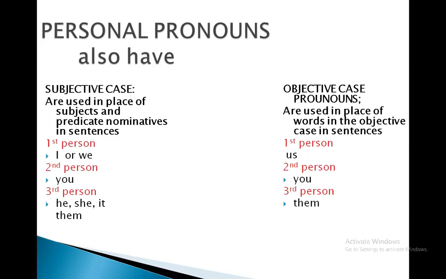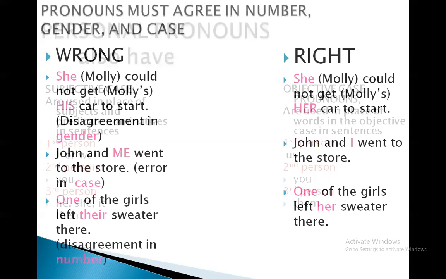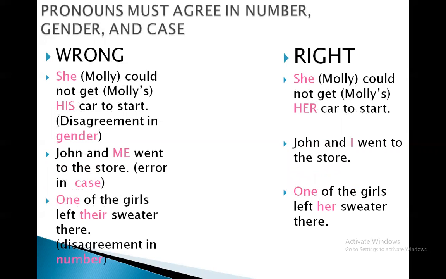It has been presented to you. We have seen them, not they. They is subjective case. An objective case is them. And in such a way, pronouns must agree in number also, gender and case. It has both the number, singular and plural, gender also. And it has case also.